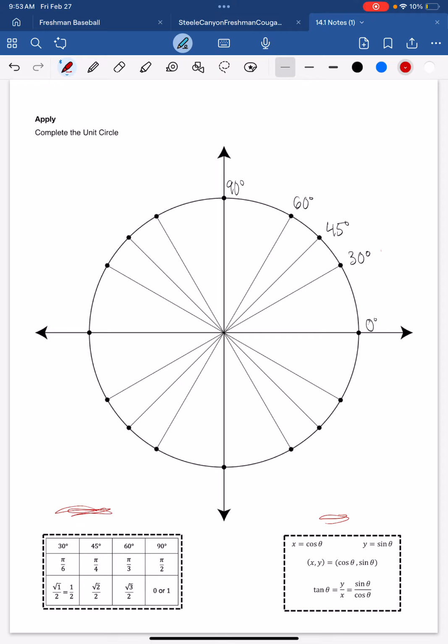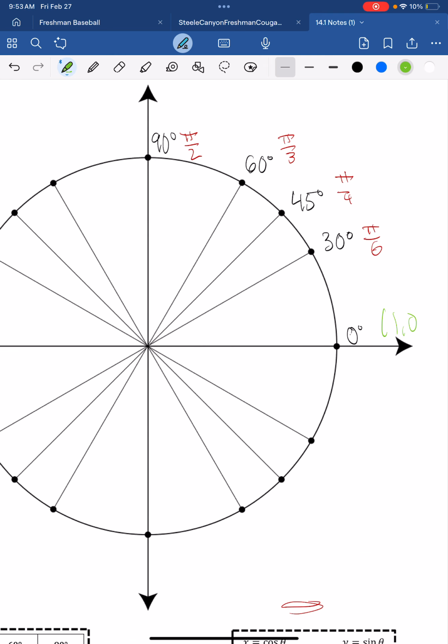So this one right here would be pi over 6. This one right here would be pi over 4. This would be pi over 3. And then this one would be pi over 2. And then the last thing that we would do in each section is our coordinate points. So we got 1 comma 0. This one right here is going to be square root of 3 over 2 and then 1/2.